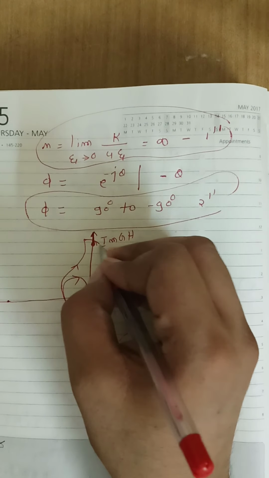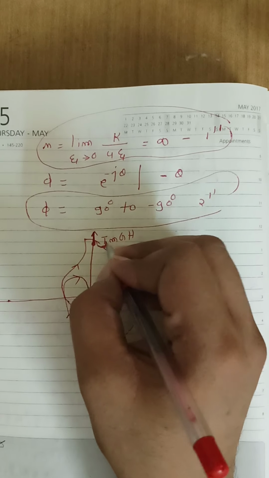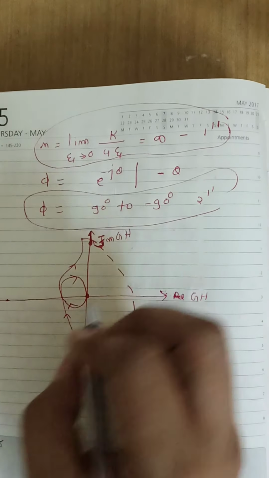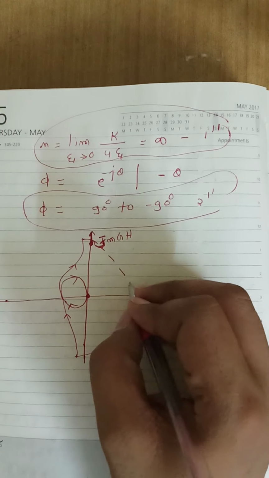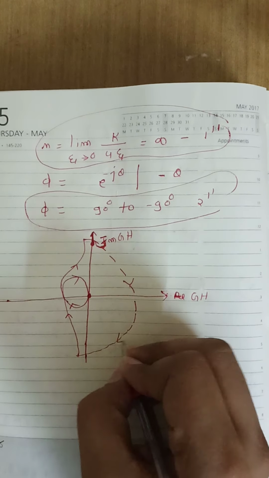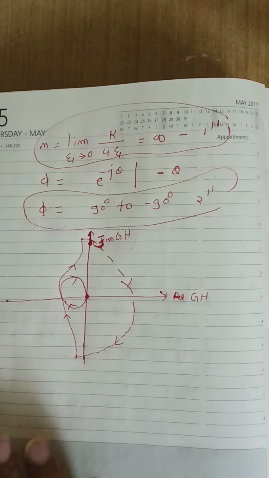Now define direction. Direction means from 90 degree to minus 90 degree. So we have clockwise direction. So this is my Nyquist plot.